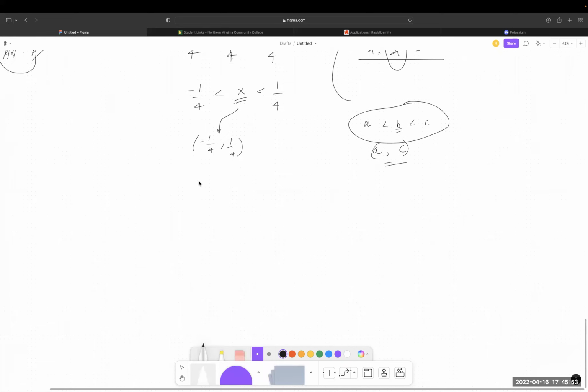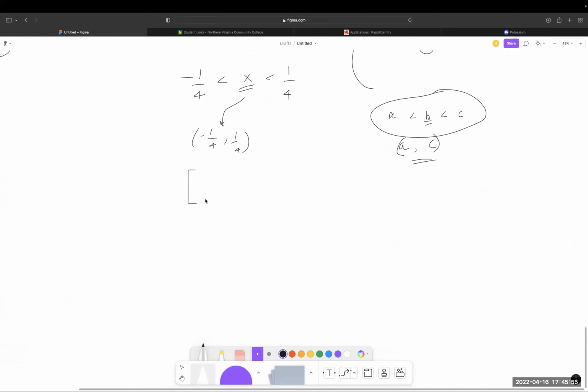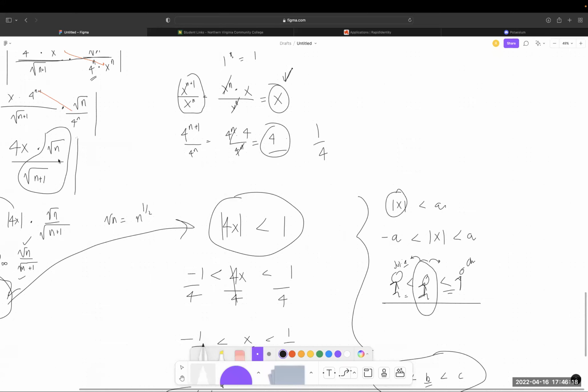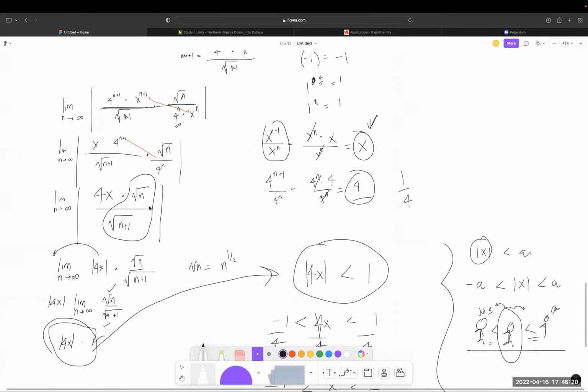But again, we don't know, and it comes back to the same thing. We don't know if negative 1/4 is included. We don't know if it's not included but the other one is, or maybe both of them are not included. So let's find out. Let's take the original series and put our endpoints in and see what happens.